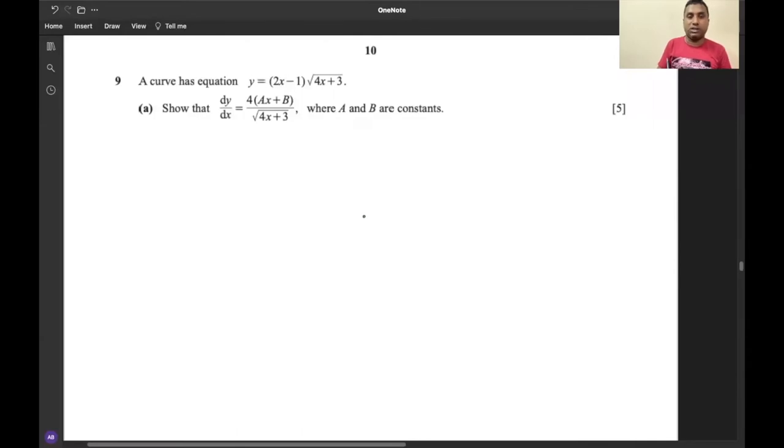A curve has the equation y equals (2x minus 1) root over (4x plus 3). Show that... it carries a total of 5 marks. Before starting, let me see the formulas. The derivative of root x equals 1 by 2 root x. You can use different formulas. And d/dx of uv equals u d/dx of v plus v d/dx of u. So let me try here.